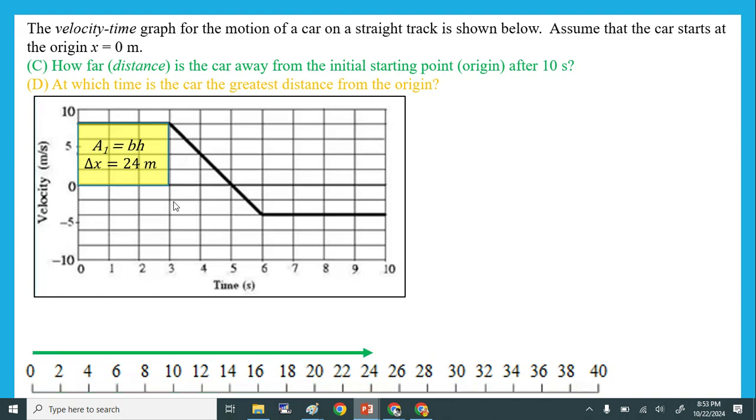And then the next, before I get to the next area, here I have the green arrow. So here it starts at the origin, and because in the first 3 seconds the car has traveled 24 meters to the right, I've drawn this arrow from 0 all the way to positive 24. So this is 24 meters to the right. Okay, but now from 3 to 5 seconds, it's still moving to the right.